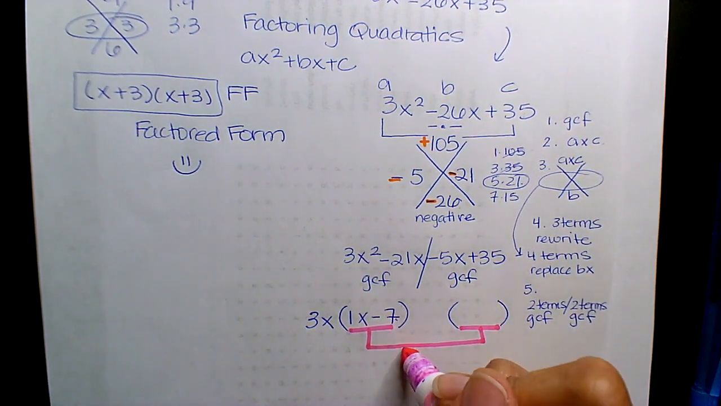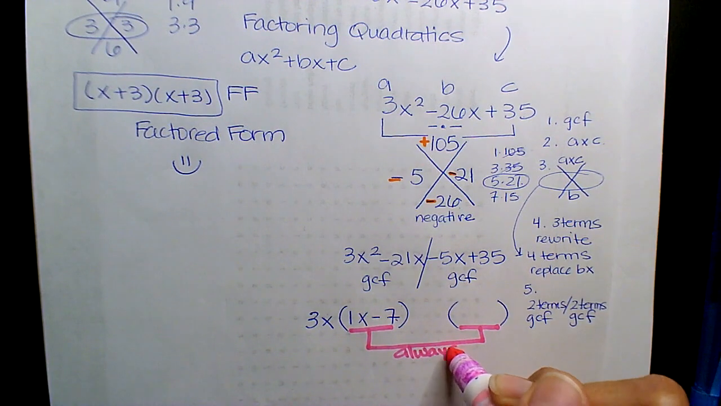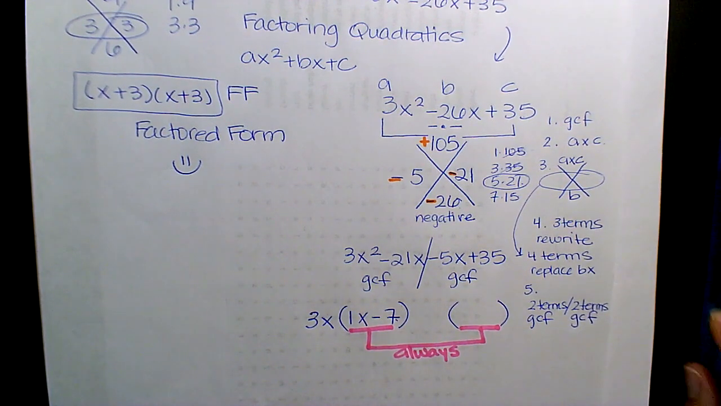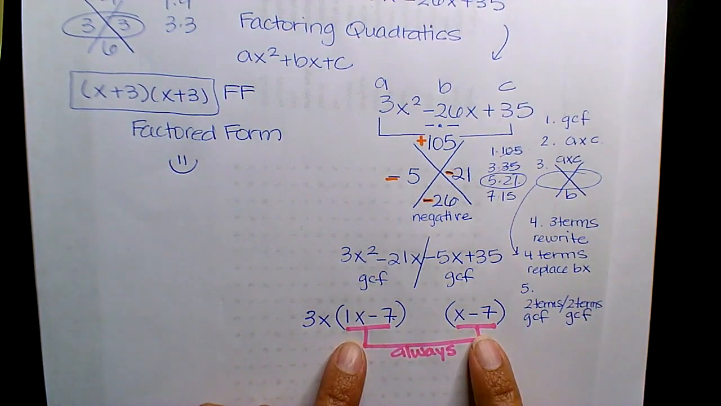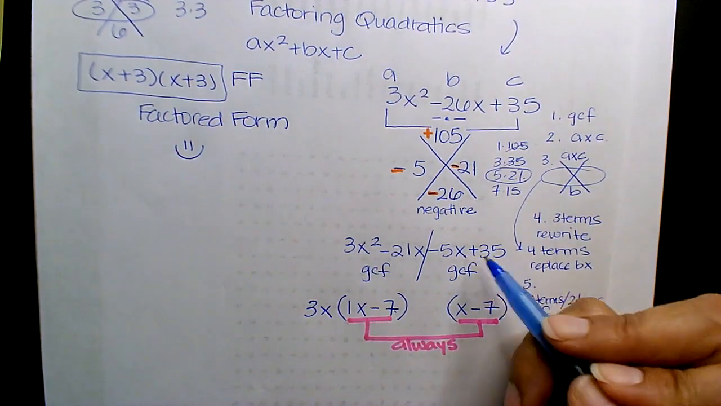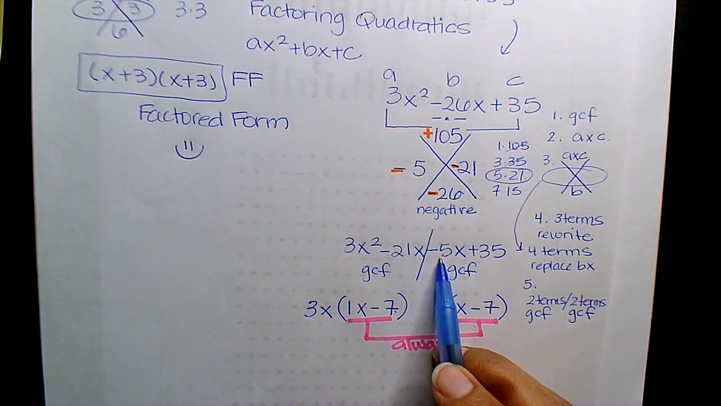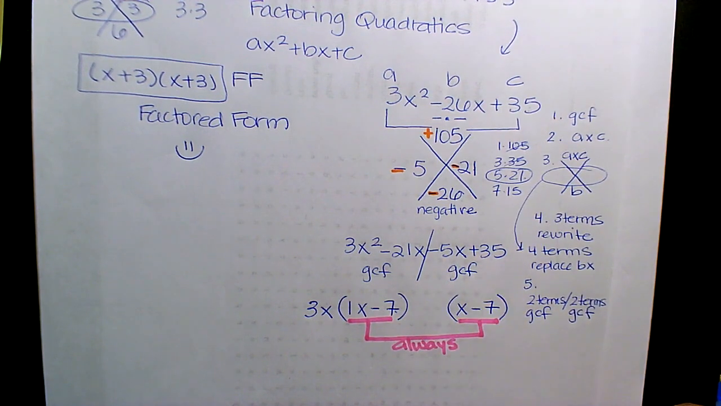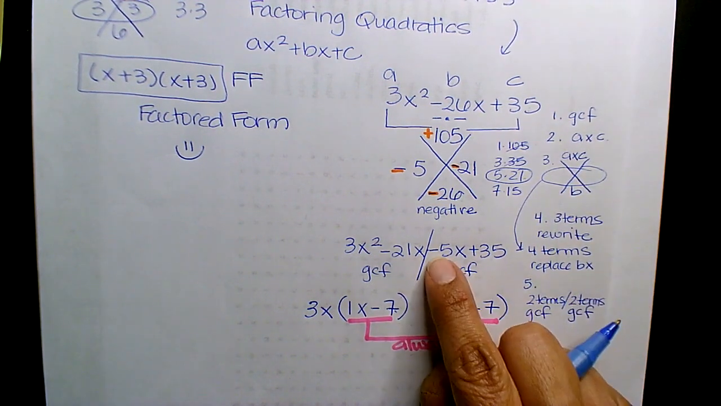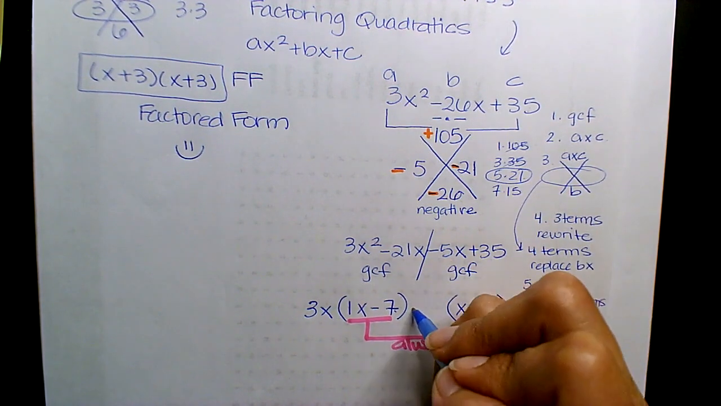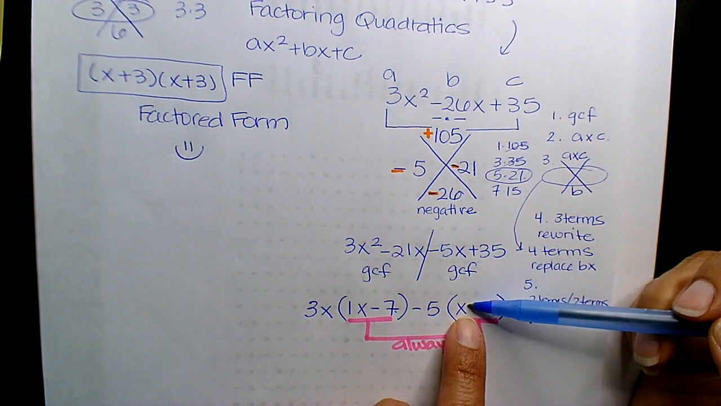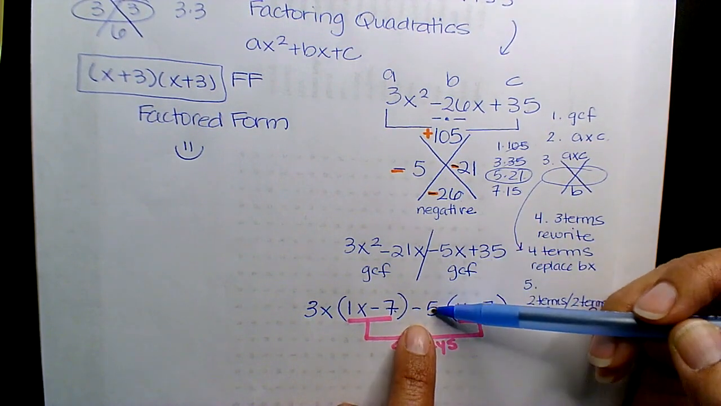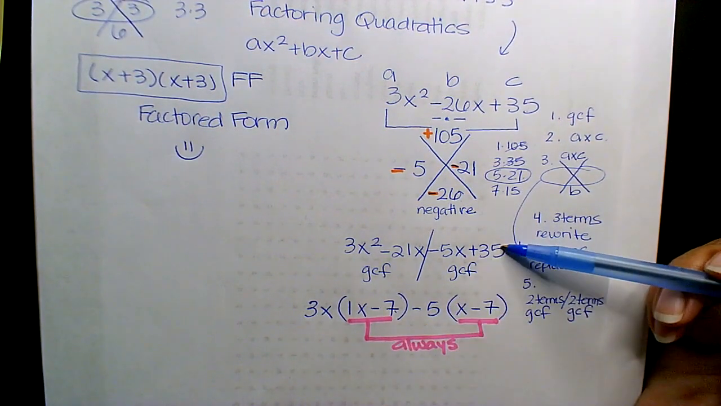All right, these always have to match. Always, always, always. If they are ever different, you did something wrong. So x minus 7, x minus 7. They always have to match. Okay, so what do I GCF out of negative 5 and 35? 5. Okay, but if this term is negative, you always take it out. So what's negative 5 times x? Negative 5x. What's negative 5 times negative 7? Positive 35.